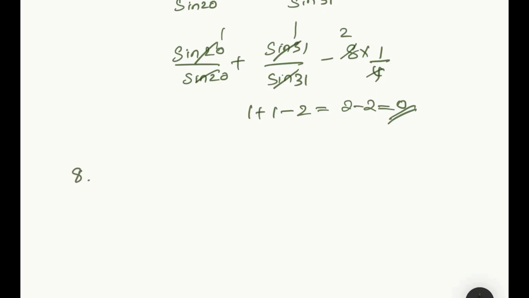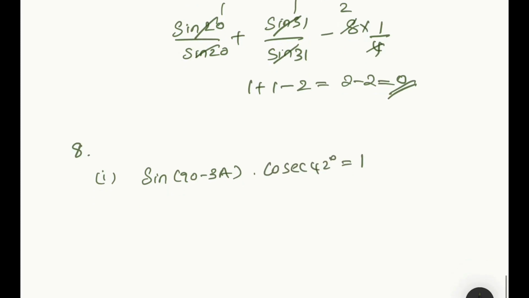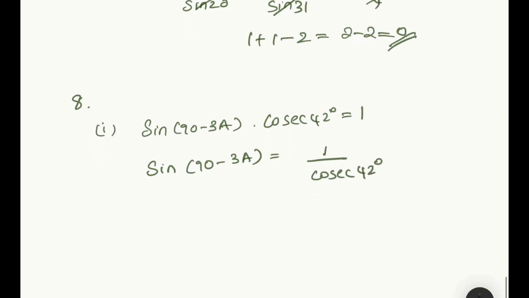Coming to the 8th main. In each of the given below, find the value of angle A where 0 degree is less than or equal to A less than or equal to 90. So let me do the first question there. Sin(90 - 3A) into cosec 42 degree equal to 1. So sin(90 - 3A) equal to, I will take it to other side, 1 by cosec 42 degree.